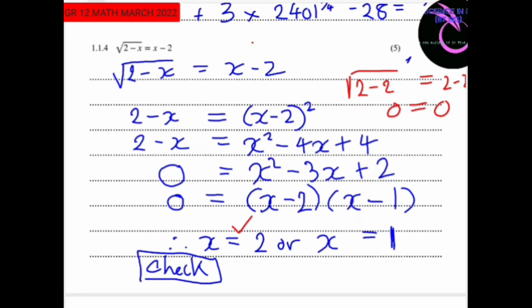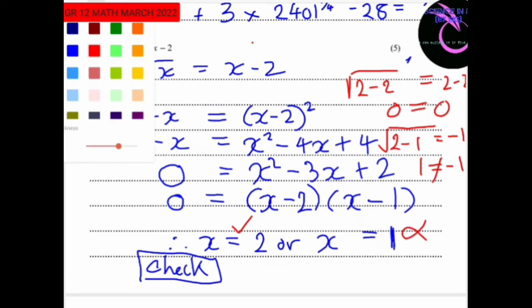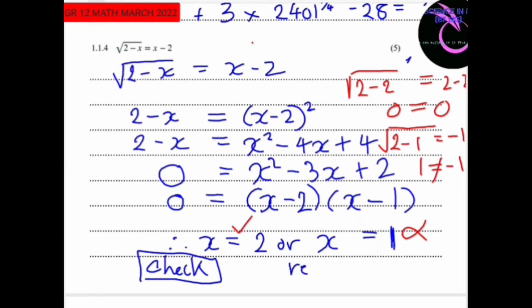But let's check with 1. If I say 2 minus 1 is equal to, what's 1 minus 2 minus 1? I get 1 is equal to minus 1, and this is not the same. So we have to reject x equals 1. So we reject x equals 1, and the answer is now x equals 2.